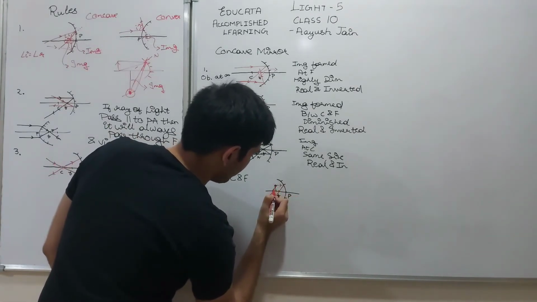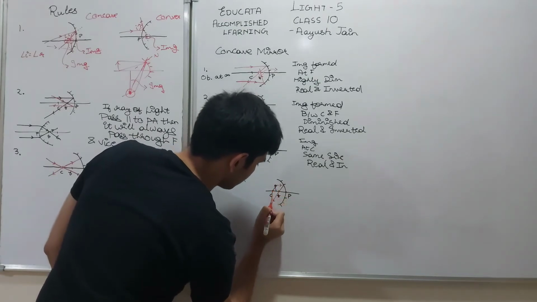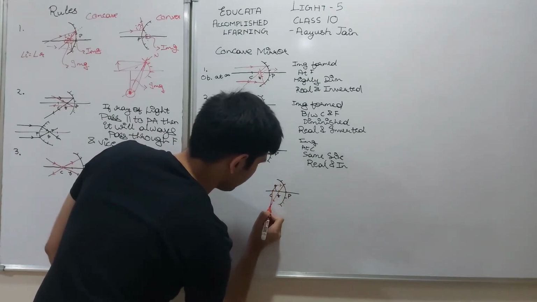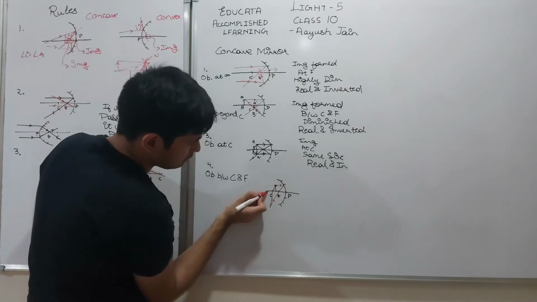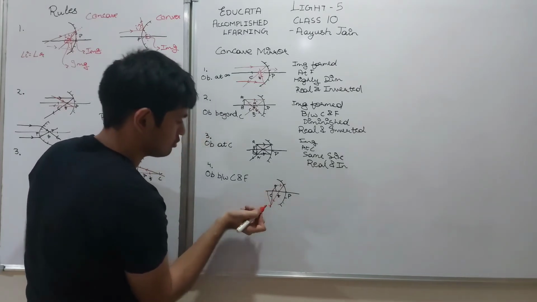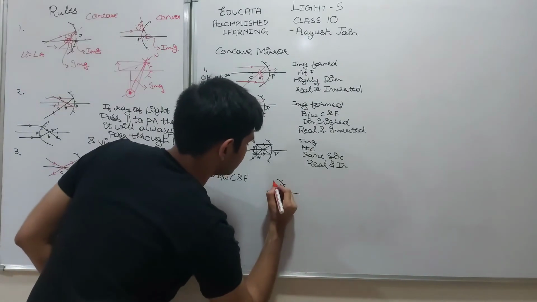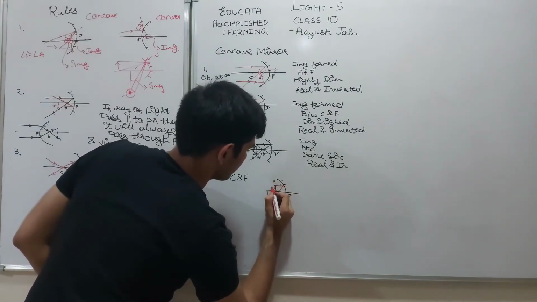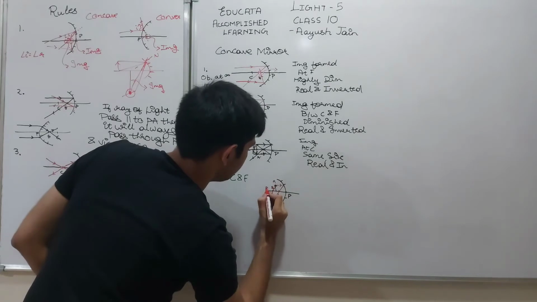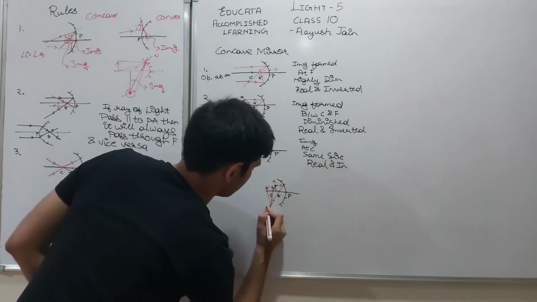Can I just draw it something like this? Okay, the image that I am going to get is going to be something like this. This is the image that is formed. You can name it as AB, and this is B dash A dash.